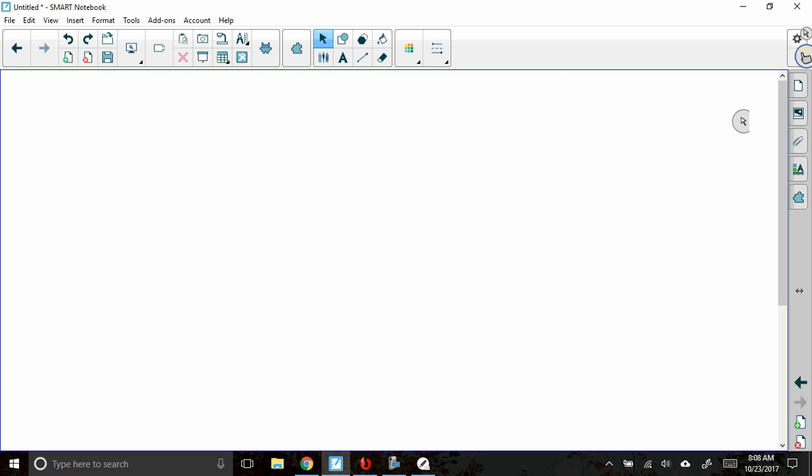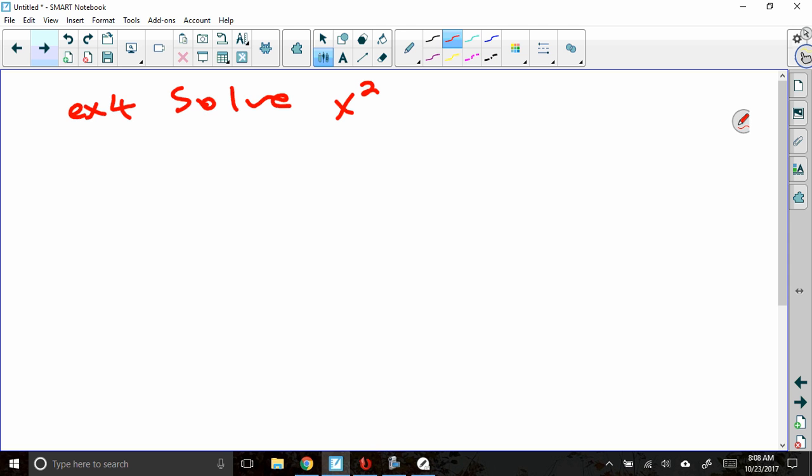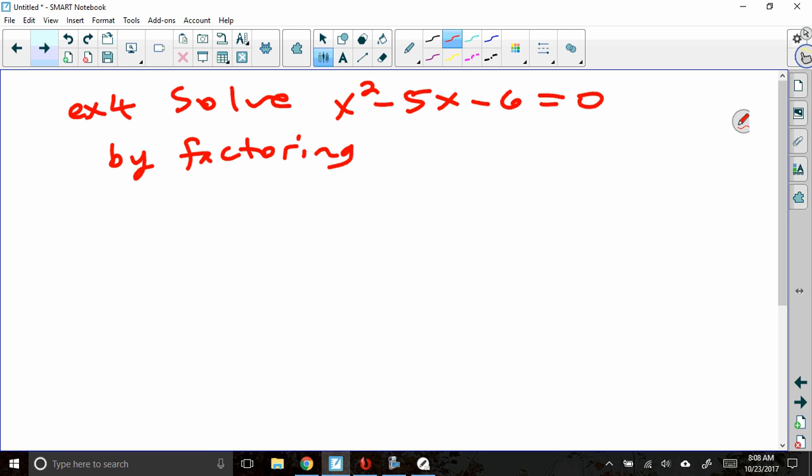So let's try example 4. Let's go ahead and solve x squared minus 5x minus 6 equals 0. But this time we're going to solve this by factoring. Now we solved this one a few minutes ago by graphing, but we're going to go ahead and try to solve it by factoring now. I always say there's more than one way to the Eastwood Mall. You probably heard me say that at least 3 times this year so far.